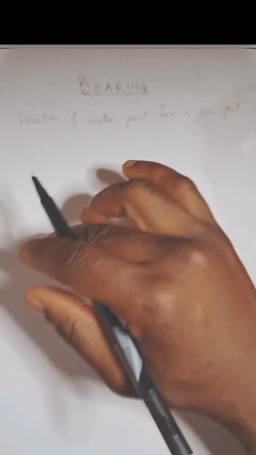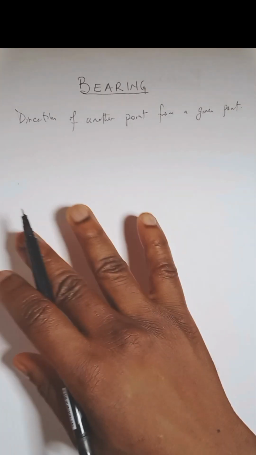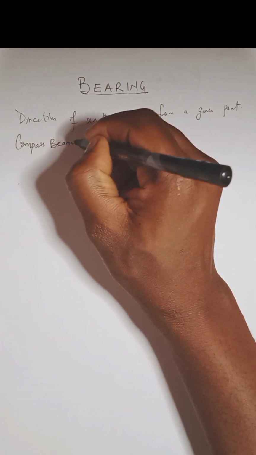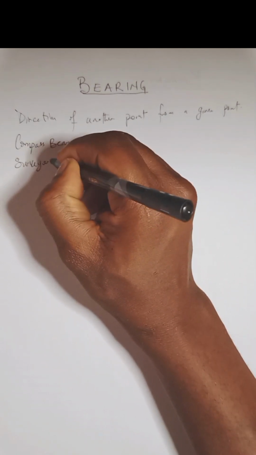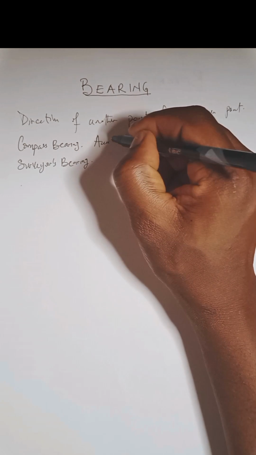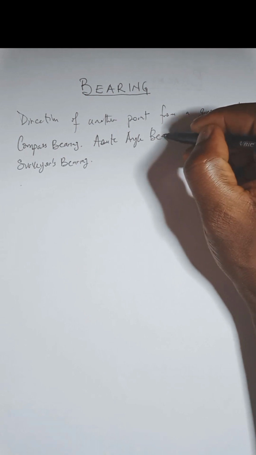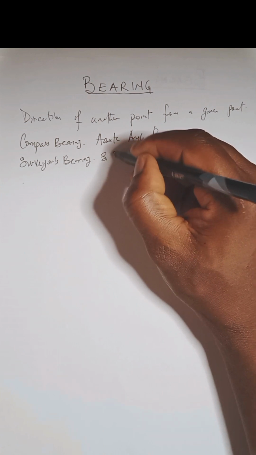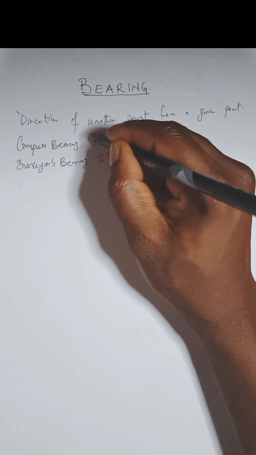To know what the bearing of a point is, we use two types. There are two types. We have the compass bearing and the surveyor's bearing. Compass bearing is also known as the acute angle bearing, while the surveyor's bearing is also known as the three-figure bearing, or the three-digit bearing.